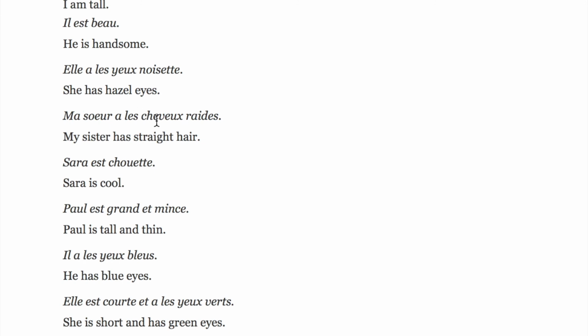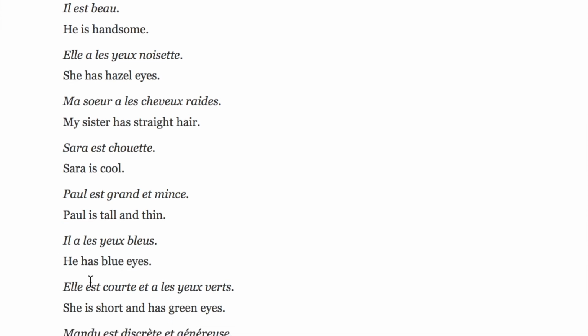Ma sœur a les cheveux raides. Sarah est chouette. Sarah is cool. Paul est grand et mince. Il a les yeux bleus. He has blue eyes. Elle est courte et a les yeux verts. She is short and has green eyes.